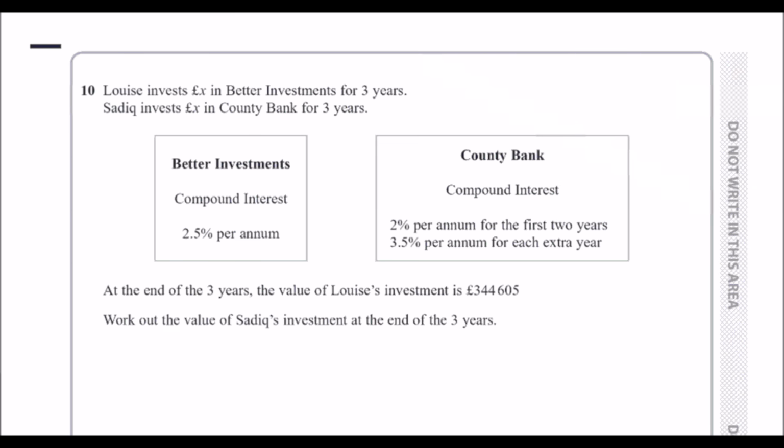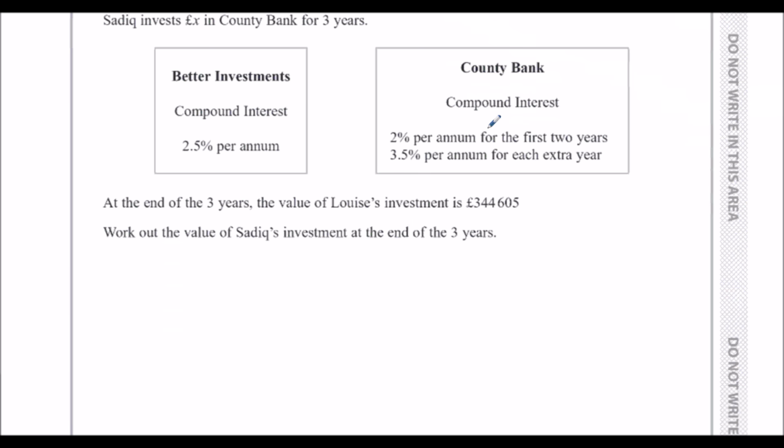Question 10. Louise invests X pounds in Better Investments for 3 years. Sadiq invests X pounds in County Bank for 3 years. So Better Investments and County Bank have got their interest rates shown. At the end of the 3 years, the value of Louise's investment is £344,605. Work out the value of Sadiq's investment. So we're going to use Louise's one to find X, and then to find out how much they invested, and then we can work out Sadiq's one.